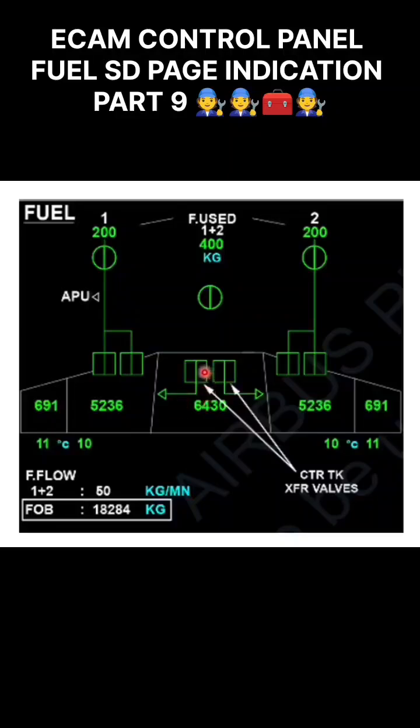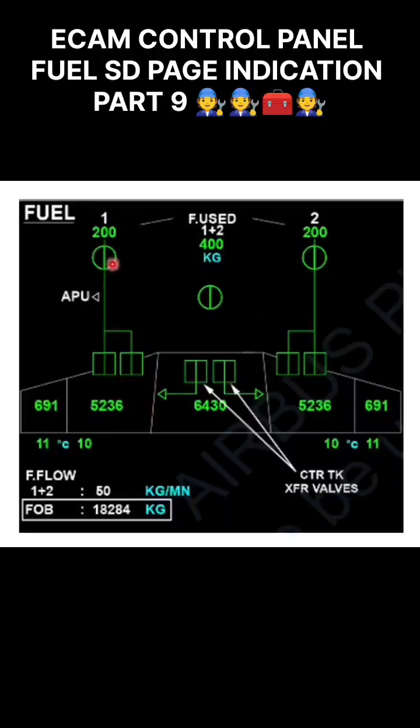So cross line green means the transfer valve is closed. If it is like this cross line, the transfer valve is closed. And cross line amber means the transfer valve is closed although commanded open in automatic condition. So commanded open is only a concept; depending on the fuel scenario, it will give transfer of the fuel.